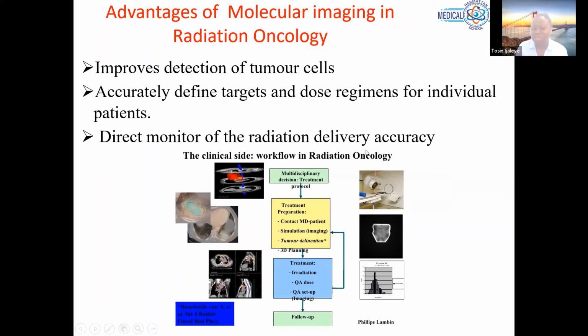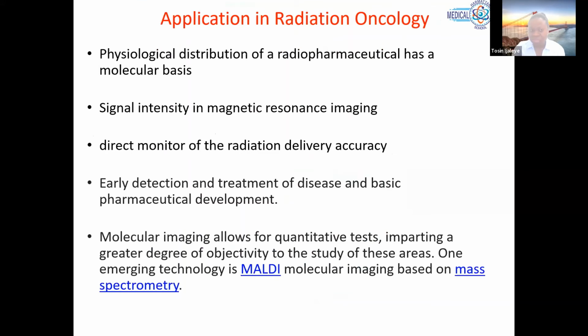And this diagram is just a brief workflow of a radiation oncologist, which also concerns a radiation physicist. What are the applications of these for us? As I said initially, the physiological distribution of the pharmaceutical has a molecular base. We should know that.